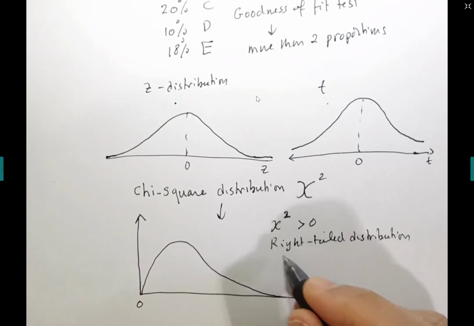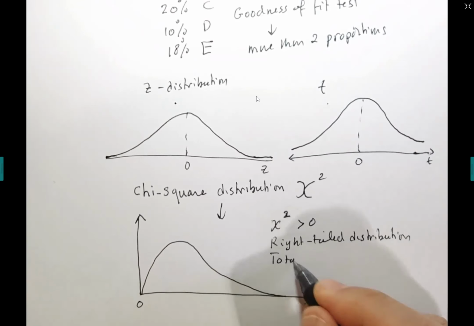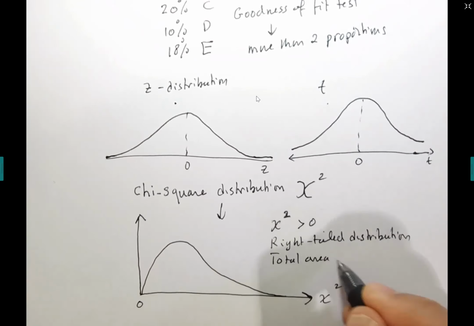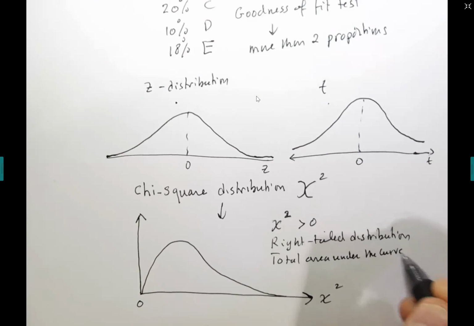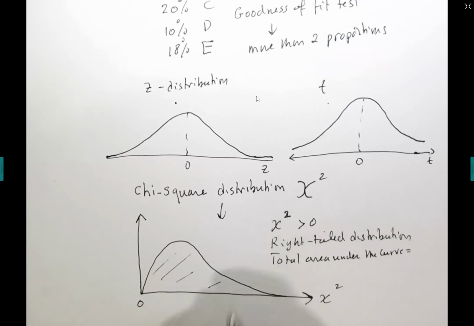And the total area under the curve is always equal to what, guys? We should know the answer by heart. What's the total area under the curve? It's always 100%. 1. Very good.